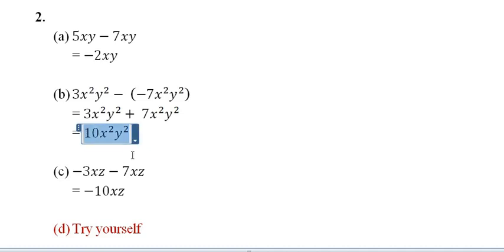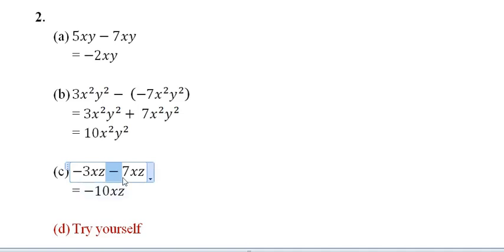Now let us move on to question number C. In question number C, you can see that minus 3xz and minus 7xz, that is 7xz subtracted from minus 3xz. So the expression will be like this. Minus 3xz minus 7xz. Why are we writing minus? Because we have to subtract out here.